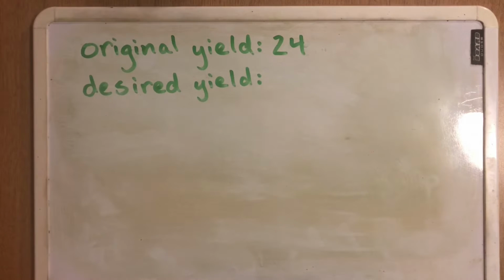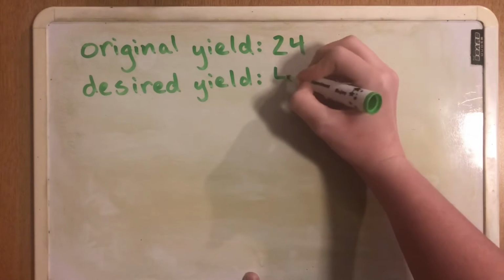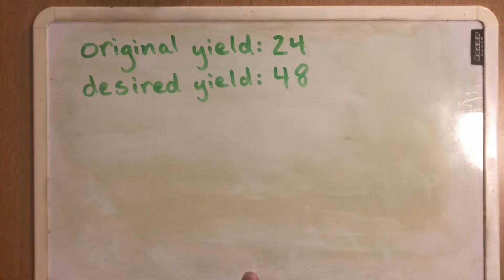So yield is basically how much stuff the recipe is going to make. You'll usually see it in cookie recipes. It'll say it makes 3 dozen cookies or something like that. And say you want to change how many cookies you want to make. For example, let's say we have a recipe that makes 24 cookies, and we're having a bigger party than that, and we want, let's say, about 48 cookies.